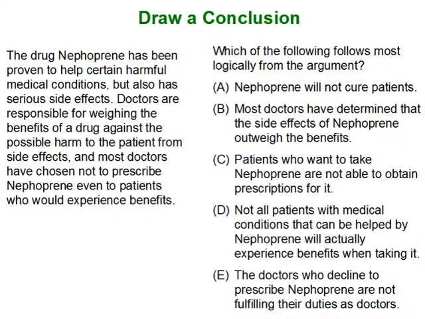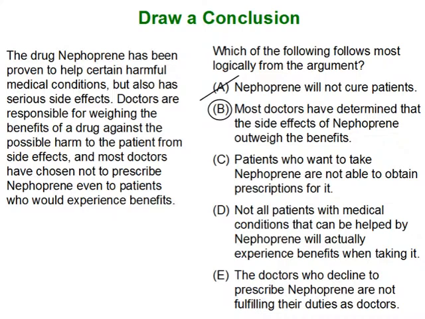But while this is probably true, this is not the conclusion of the argument. The conclusion of the argument must be something about the doctors here. They're responsible for weighing the benefits and side effects. They don't prescribe it. What does that mean? Well, that means that they must have considered it, and they must think that the drawbacks outweigh the benefits. Otherwise, why wouldn't they prescribe it to those who would experience benefits? This, of course, is perfectly matched in answer choice B.